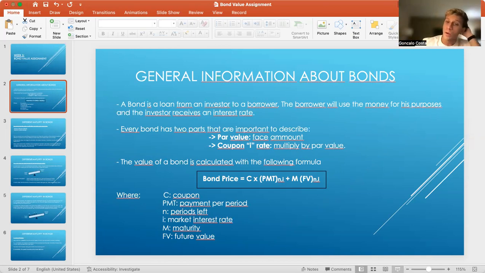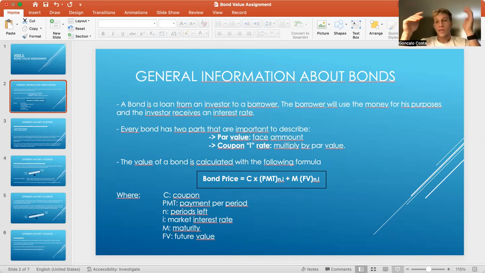Every bond has two parts that are very important to describe and to know, whether you are the investor or the borrower. The par value, which is basically the face amount, and the coupon rate, which is going to be multiplied by the value over the time. These two factors are going to give me the price of the bond.